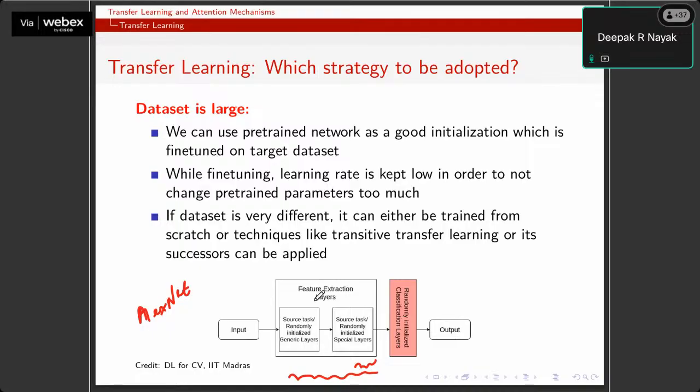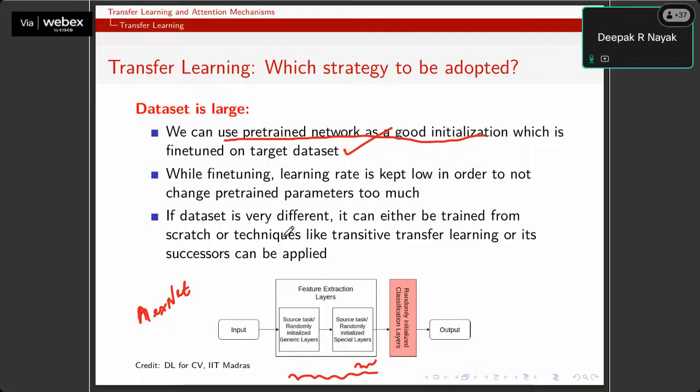It may not be effective directly on medical images, but if you can fine tune those weights according to your data, this can easily converge and you'll get a better output, right? So if the data set is large, then you can just use a pre-trained network as a good initialization, which is fine-tuned on the target data set. Of course, you need to fine-tune on the target data sets.